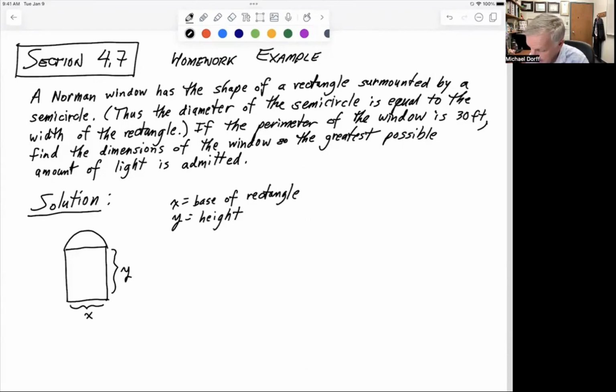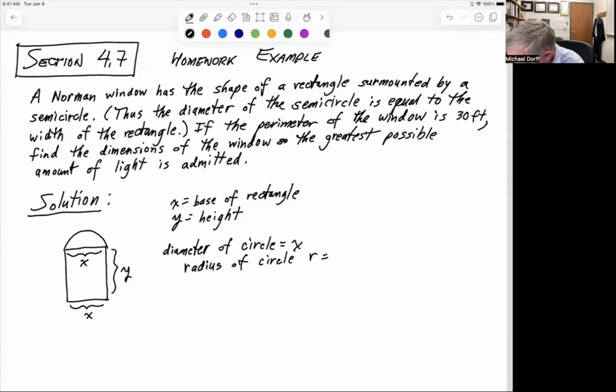Now we have the semicircle, so we need to get some information about it. The diameter of the circle is going to equal X, because that gives us the top of the rectangle. So what's the radius? The radius of the circle, which is going to be R, is going to be half of that. So that will be 1/2 X. And I can think like that right here, that part there is going to be 1/2 X.